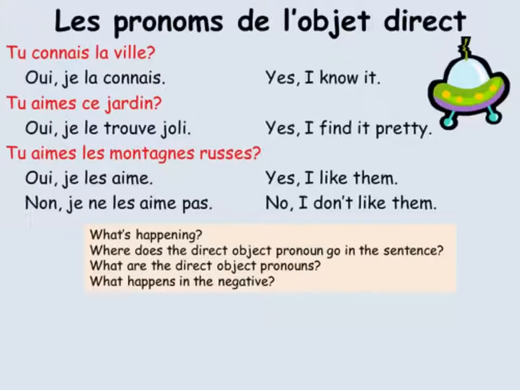Tu aimes les montagnes russes? Do you like roller coasters? Here it's a plural word, les, so I have to use les and put it before the verb. Oui, je les aime. Yes, I like them. If we use the negative, the les still needs to stick to the verb. So we end up with non, je ne les aime pas. No, I don't like them.